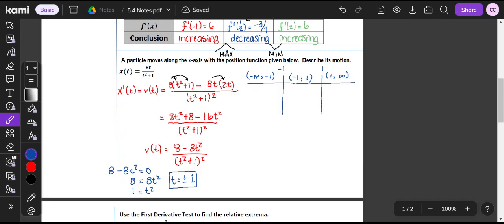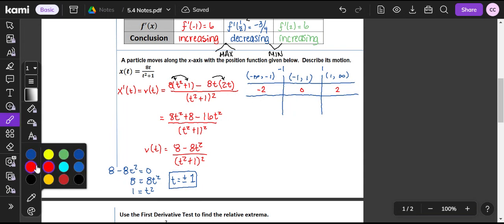Okay, I'm going to test some values. So the values I'm going to test need to be inside each of these intervals. Let's see. So for this first one, I can test -2. For this second one, I can test 0. And for this third one, I can test 2. Remember, you're just picking values inside the interval that are going to be easy to plug in and work with. Okay, now I'm going to take -2 and plug it into this derivative. So this is going to get a little ugly here, so I might do this off to the side.